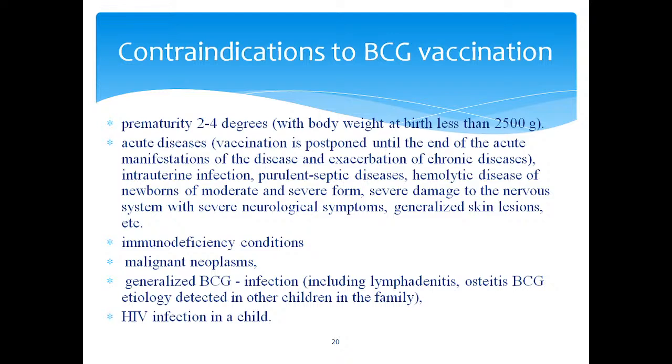Contraindications to BCG vaccine: premature birth to 4 degrees with body weight at birth less than 2,500 grams. Acute diseases: vaccination is postponed until the end of an acute manifestation of the disease and exacerbation of chronic diseases, intrauterine infection and others.